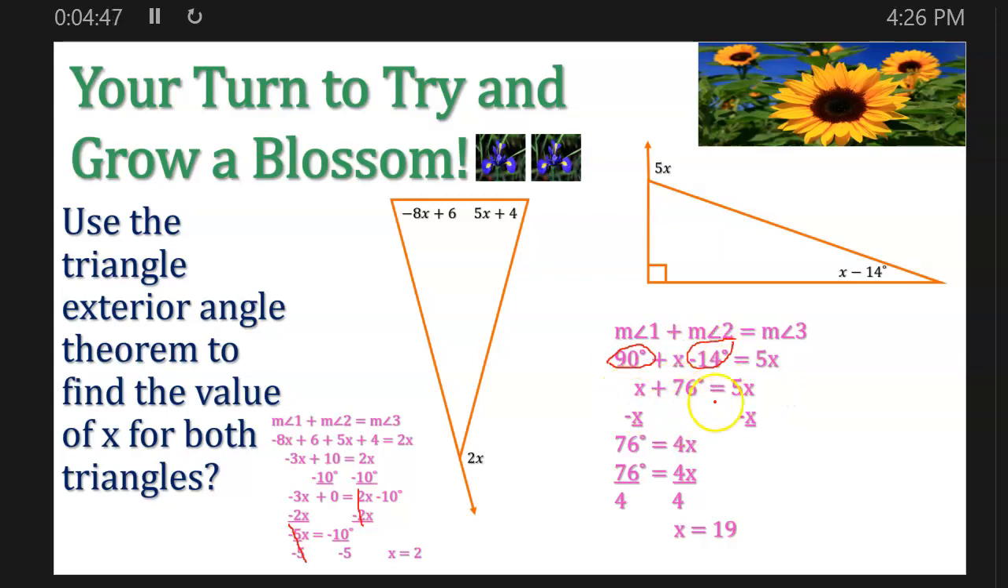And then I've got, again, variables on both sides. We know to cancel one of those out. I'm just going to cancel the one on the left this time. That's going to give me 4x on the right. Then divide by 4 to get rid of that coefficient. And x is going to end up being 19.